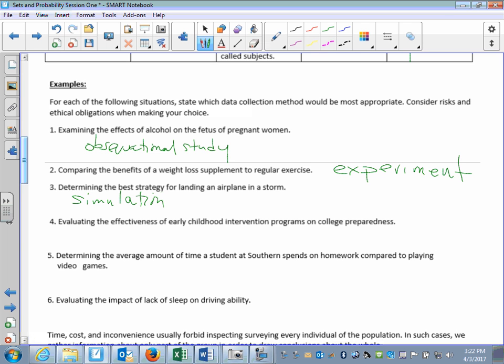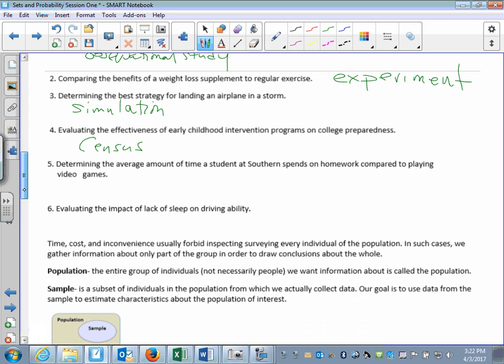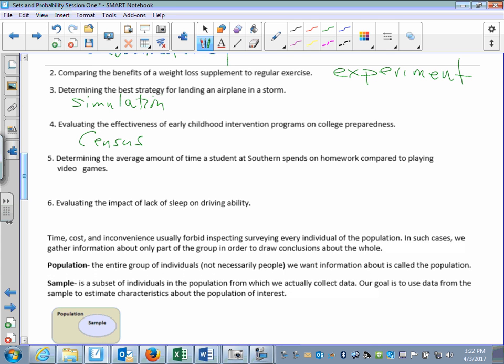Evaluating the effectiveness of early childhood intervention programs on college preparation or preparedness. This data has probably been kept, so it would be a good idea to use a census on this one, to just look at all of the programs that we have developed over the last, I don't know, however many years, and how well they did in getting students prepared for college.